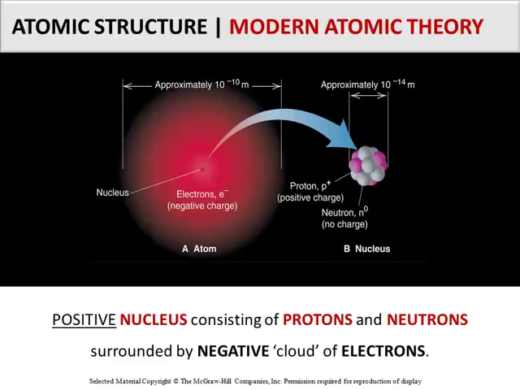Let's first take a look at atomic structure. Modern atomic theory gives us the following picture of an atom. We have a small, compact nucleus which consists of protons that are positively charged and neutrons which have no charge. This positive nucleus is surrounded by a cloud of negative electrons, which makes up the majority of the atom. The nucleus is about 10,000 times smaller than the electron cloud which surrounds it.